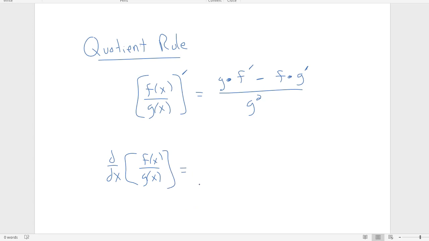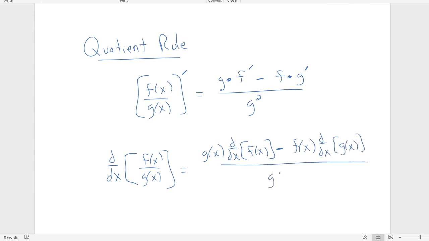Right? So I'm going to do, let me write in Leibniz form here. So I'm going to do g of x and then times the derivative of f of x. I'm going to do minus the top, f of x, times the derivative of the bottom, all over the bottom squared.